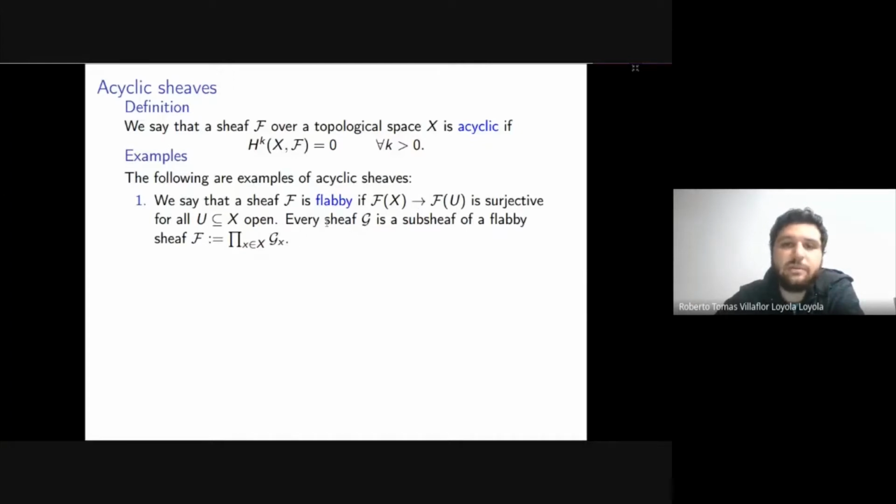These sheaves are important for several constructions and proofs of some properties of sheaf cohomology. And the most important property is that for every sheaf, we can always consider this sheaf as a subsheaf of a flabby sheaf, which can be constructed as follows. It will be just the product of all stalks of the sheaf over all points of the topological space. In other words, the sections of this flabby sheaf will correspond to the discontinuous sections of G.